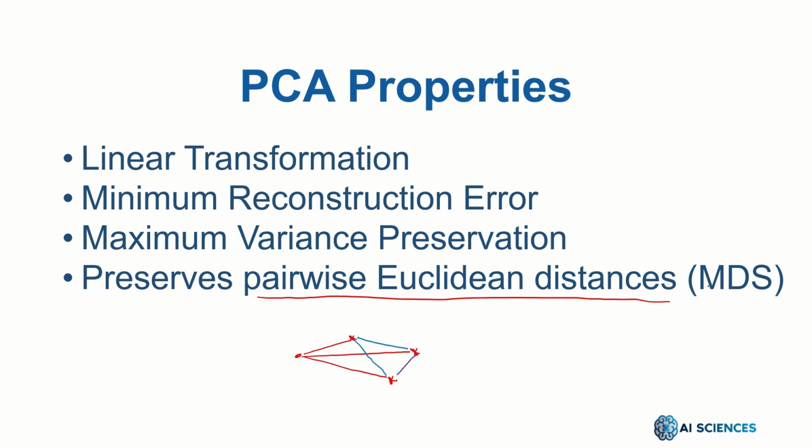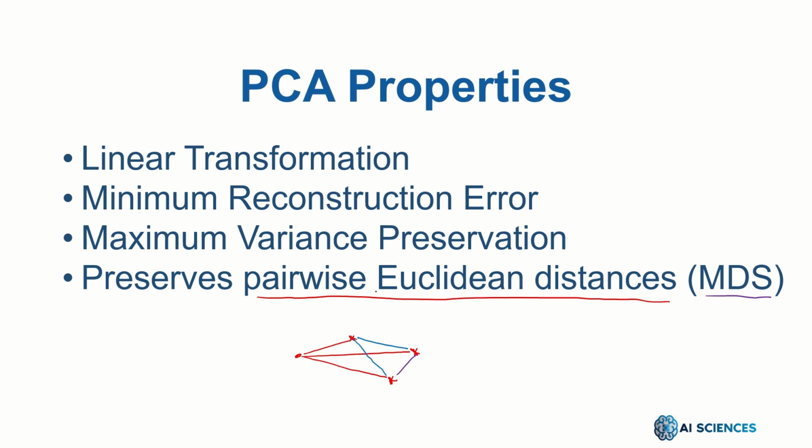And actually there's a whole different concept called metric multidimensional scaling that builds on top of preserving pairwise distances. In that multidimensional scaling, if you preserve Euclidean distances, you actually land in PCA.